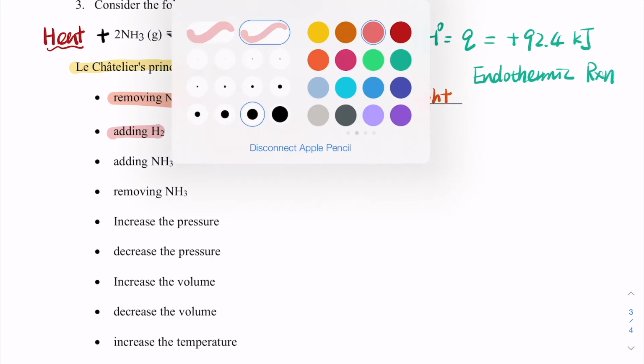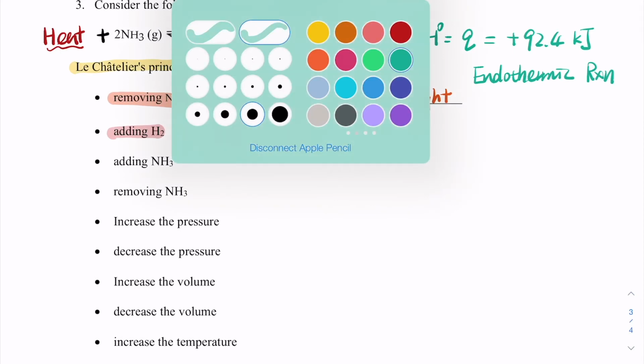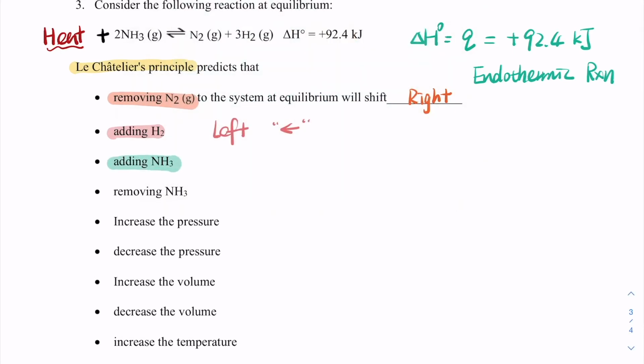Let's keep on going. For adding NH3, NH3 is the reactant. So you added more of the reactants. As we said, that's the stress to this equilibrium. In order to counteract, we're going to use some of the NH3, so the reaction will shift to the right, in order to use some of the reactants.